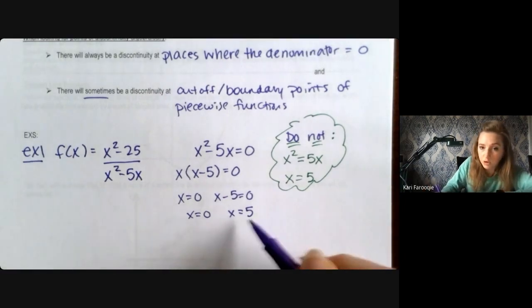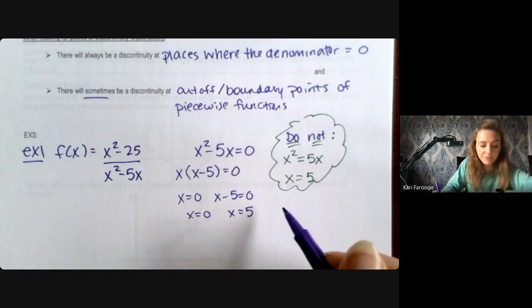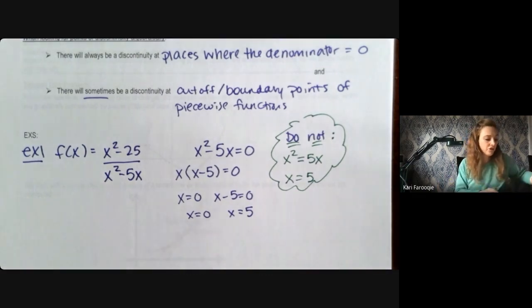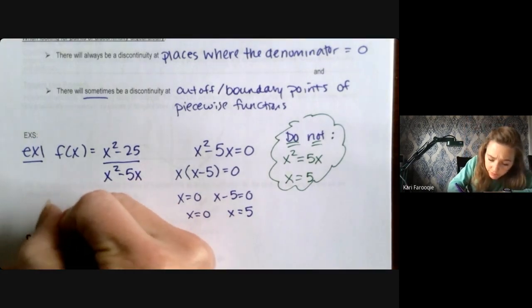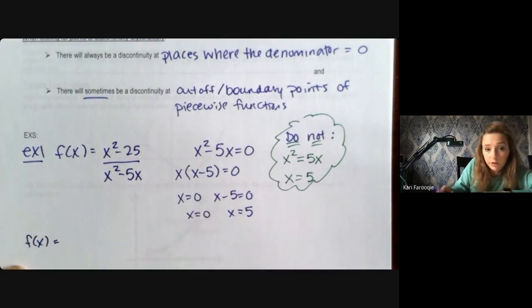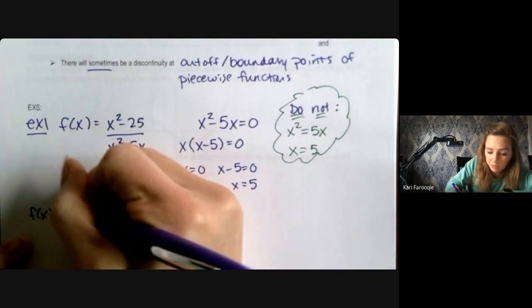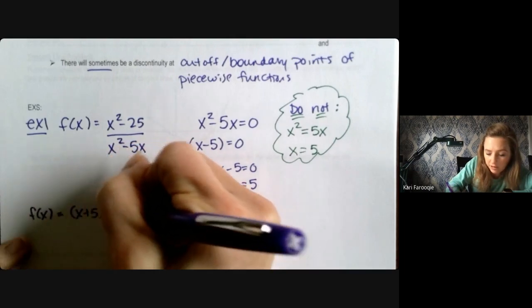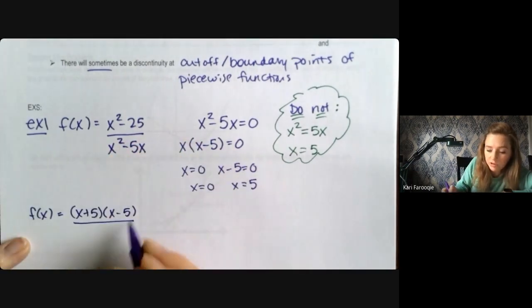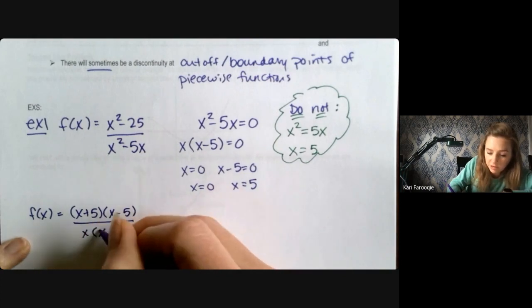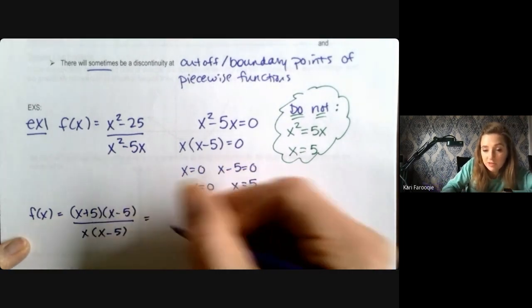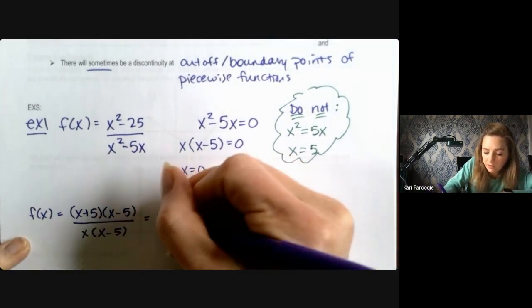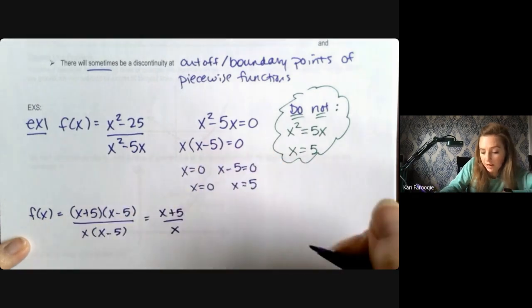Okay, so these are the 2 values where we're expecting to have a discontinuity. Now, we need to determine what is actually happening at these 2 points. To do that, here's my suggestion. We're going to take our function and rewrite it. I can rewrite the numerator as x plus 5 times x minus 5 using the difference of 2 squares. And then we already said we can rewrite the denominator as x times x minus 5. When you cancel out your common factors of x minus 5, that leaves you with x plus 5 over x.